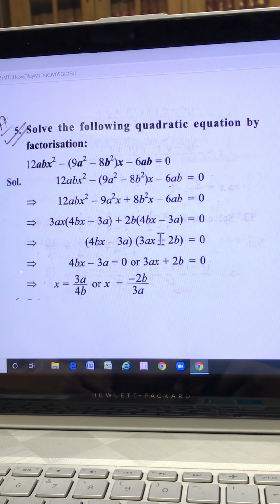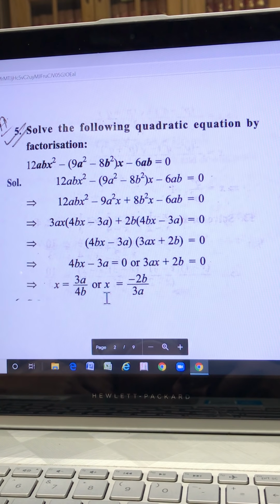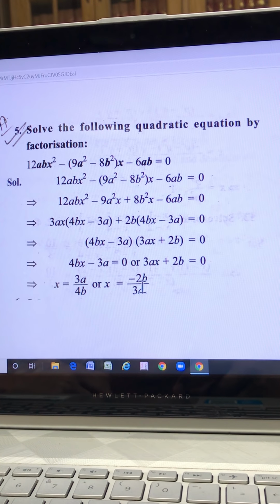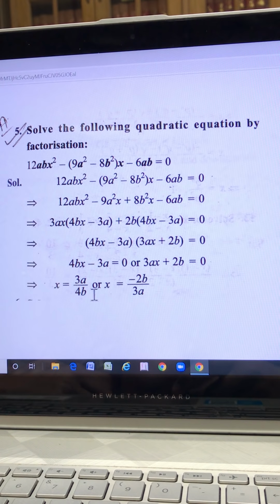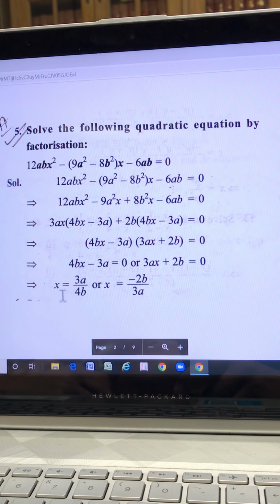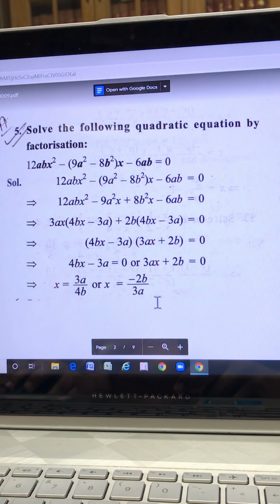I will put each of the linear factors equal to 0, and this will give me two values of x, which are 3a upon 4b and minus 2b upon 3a. So these are the two values of x. So the question is solve the quadratic equation. So we have solved it. That means we have calculated the value of x as 3a upon 4b and minus 2b upon 3a. The quadratic equation has these two roots.